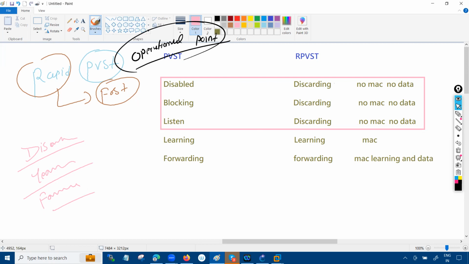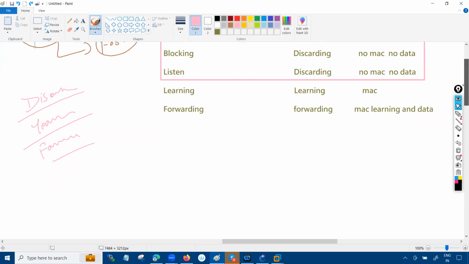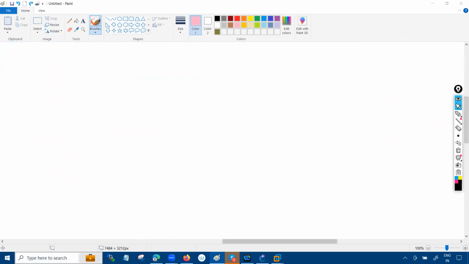Because if you see, I'm not doing MAC learning or data traffic in these states. So what is the need of these three states? They converted these three states into a single state, which is called the discarding state. Learning will be learning and forwarding will still be forwarding. So that is what they changed from PVST to RPVST. Next, what else did they change? Let me show you this in Wireshark.